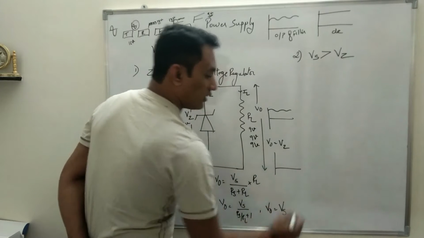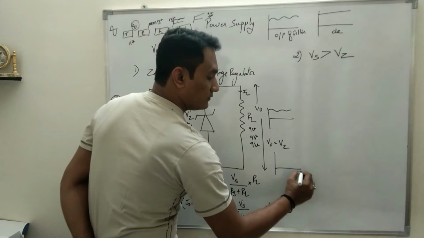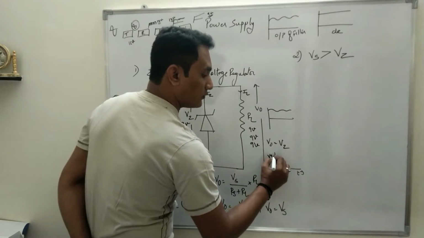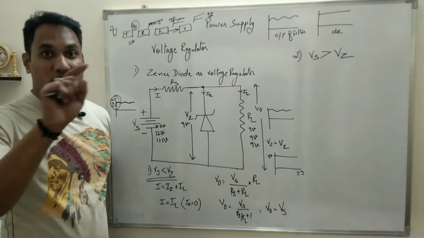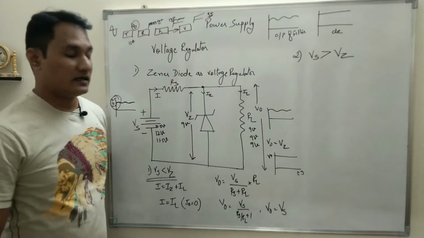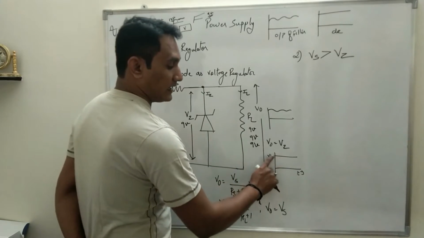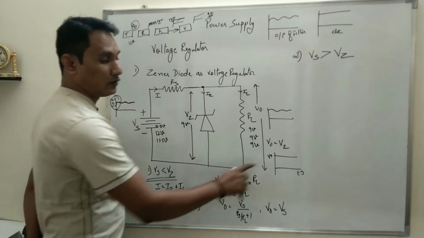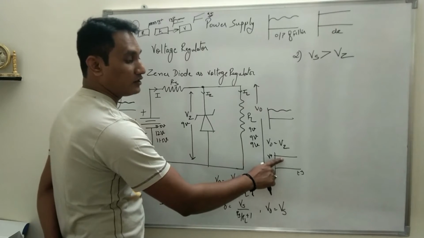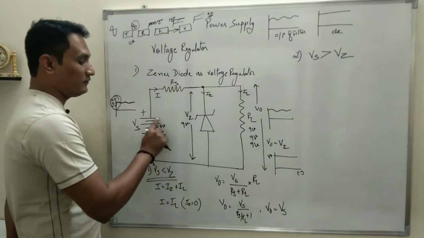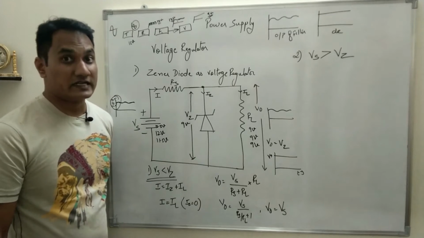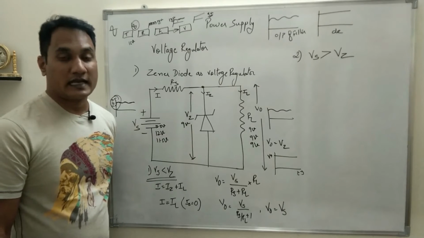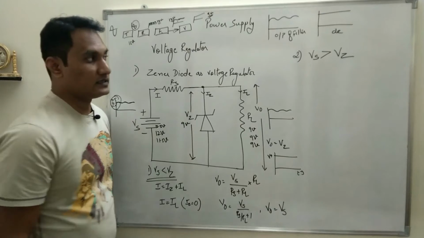So now when you draw a graph between time and voltage across output, what you are going to get is a straight line, right? You are going to get the curve as a straight line. That means the output voltage will be constant irrespective of any change in the input voltage, and that is how the Zener diode can be used as a voltage regulator.